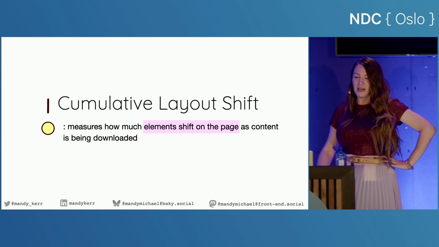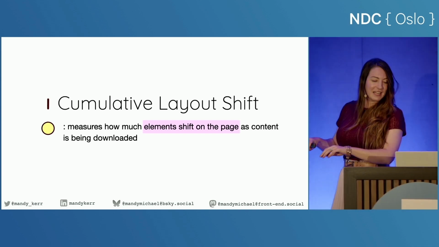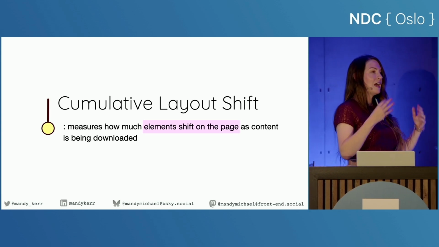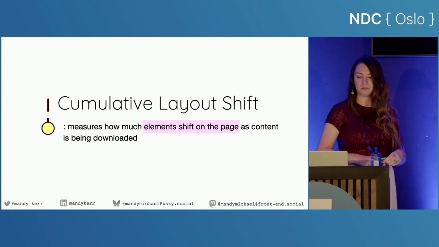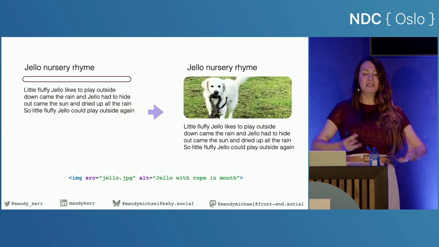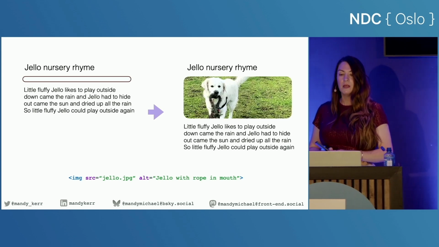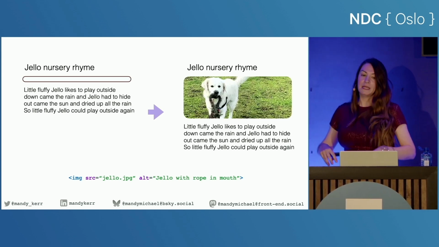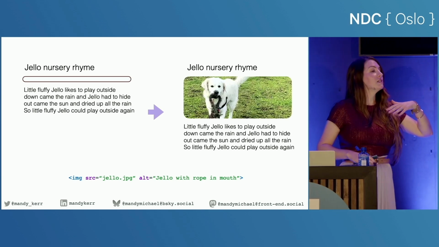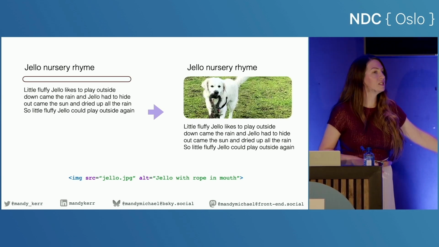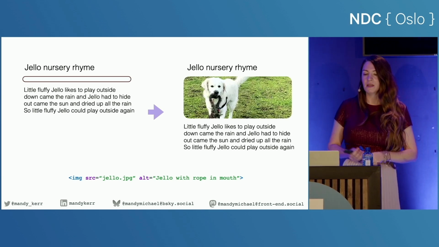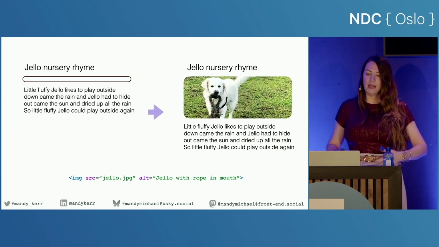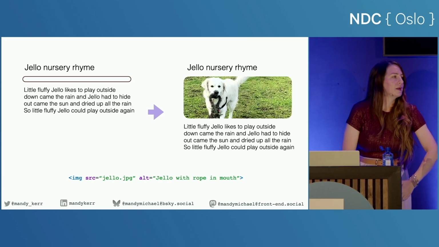Let's see if I can do it again. So the cumulative layout shift measures how much elements on the page shift as content is being downloaded. With images, this is particularly important because there's typically a delay between the HTML and the image being downloaded. And this can cause any content below the image to be pushed down the page, causing a layout shift. Really disruptive and annoying, especially if you've already started reading, because it's going to start jumping down the page.